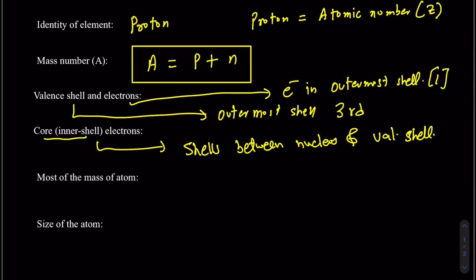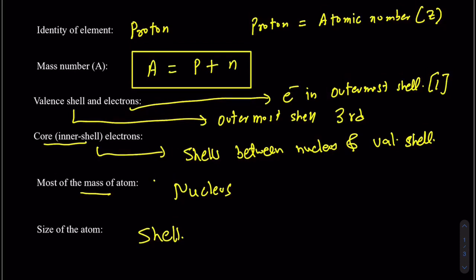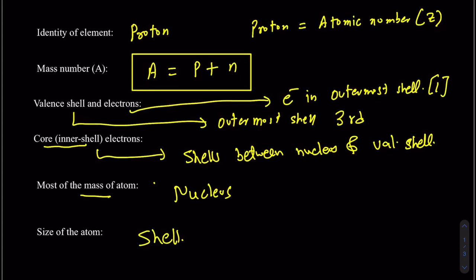Okay, so where is most of the mass of the atom coming from? It's coming from the nucleus. Remember what we said about the electrons? Electrons are about 1,000 times less massive than the protons. So most of the mass has to be coming from the nucleus. However, the size of the atom comes from the shells, whichever the outermost shell is, that gives you the relative size of the atom. The nucleus is actually very, very small compared to the overall size of the atom.